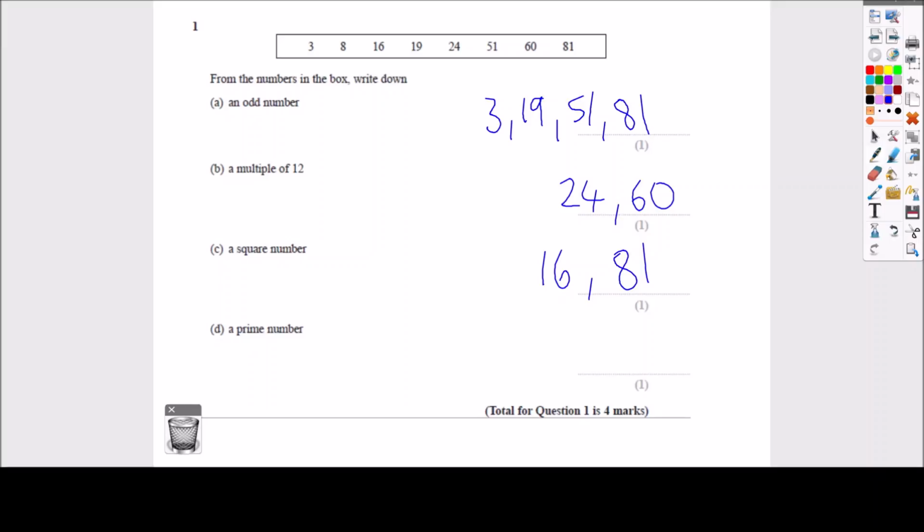Now for part D, a prime number only has two factors, one and itself. So the only way you can get a prime number when you times two whole numbers together is one and itself. So 3 is a prime number because the only way you can get 3 is 1 times 3. 8 isn't because, yes, you've got 1 times 8, but you've also got 2 times 4. Now 16 isn't, it's even, or 4 4s are 16. 19 is. Okay, 51 is not a prime number because it is divisible by 3. So those are your final answers for number 1.